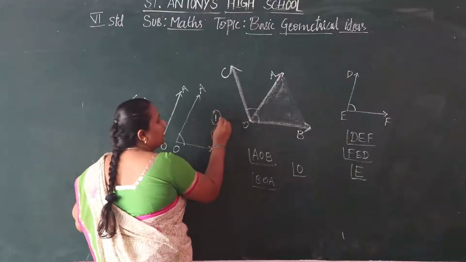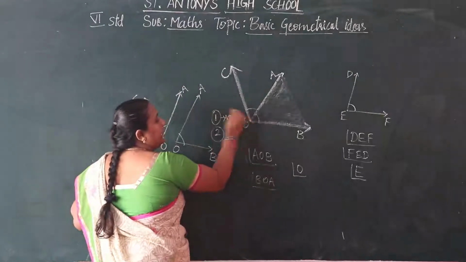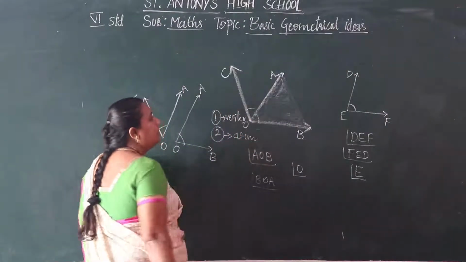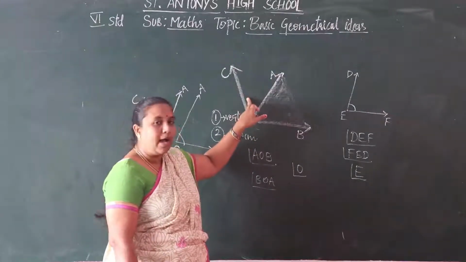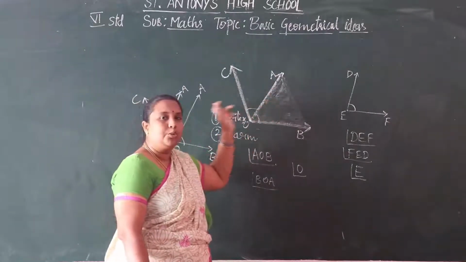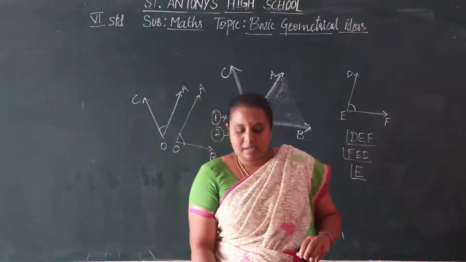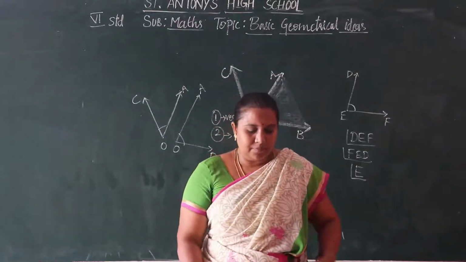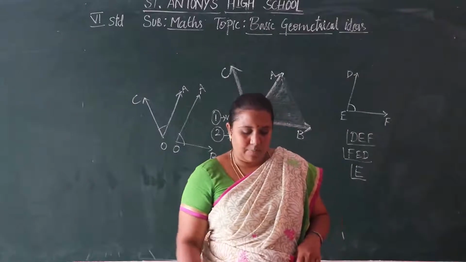What are the two conditions? One is a common vertex, and another one is a common arm. See here, a common vertex for two angles and a common arm for two angles. Understood, children? Based on this, you have the exercise problems. So let us see the other topic.